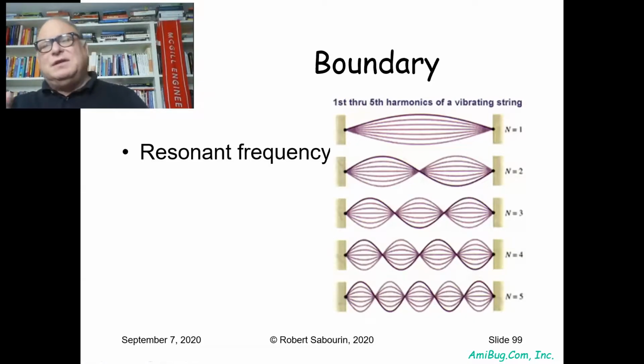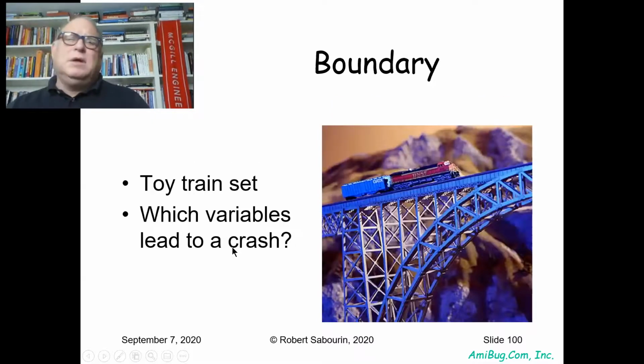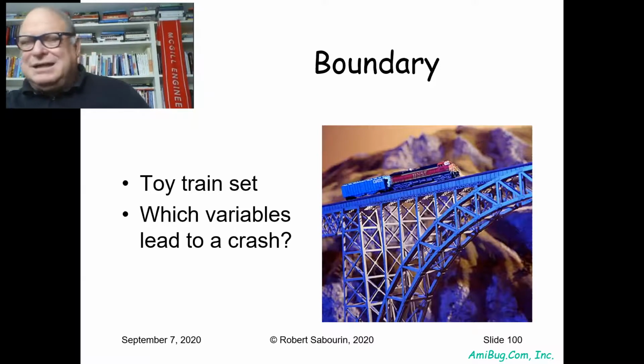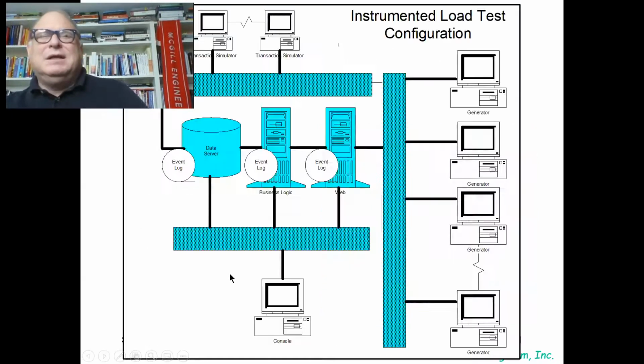Resonant frequencies, these are the harmonics. At what point do we break into harmonics? Not something I see every day, but it's patterns of behavior. What variables lead to a crash? If you look at the boundary here, is it going too fast, too heavy, too light? The track has only so much load it can handle.